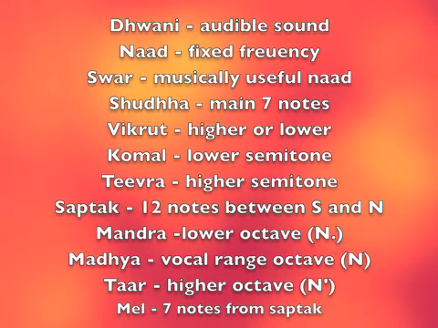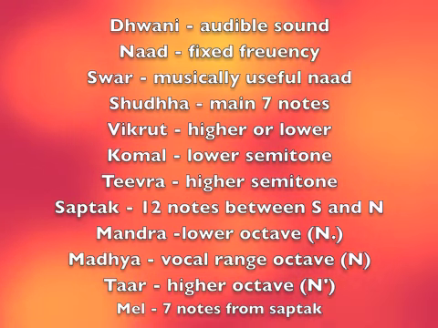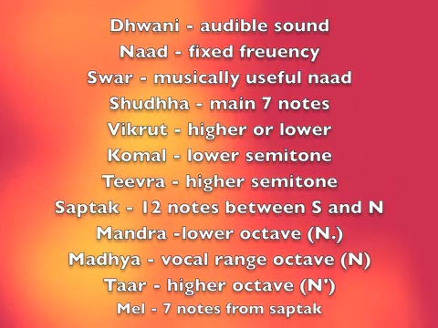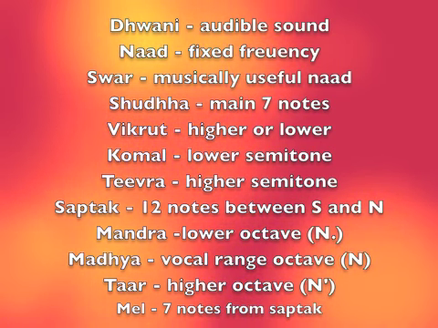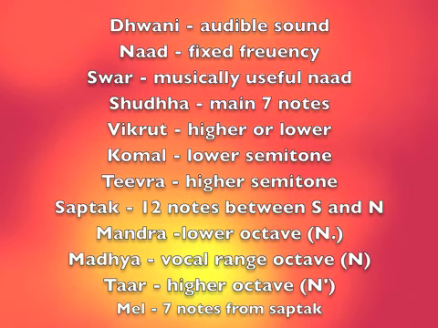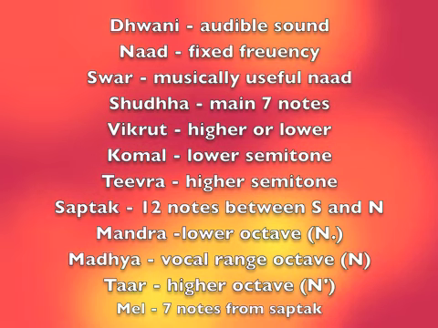As such, we have 7 Shuddha Swars and Re, Ga, Ma, Dha and Ni have Vikrut counterparts and they make up 12 notes. The 12 notes from Sa to Ni are called Saptak. When the Saptak is lower than your normal range, it is called Mantra Saptak. The normal vocal range is called the Madhya Saptak and a higher range than the normal Saptak is called the Tara Saptak. When out of a Saptak you choose 7 notes with either Komal or Vikrut Swars or Shuddha Swars, then it is called a mele.